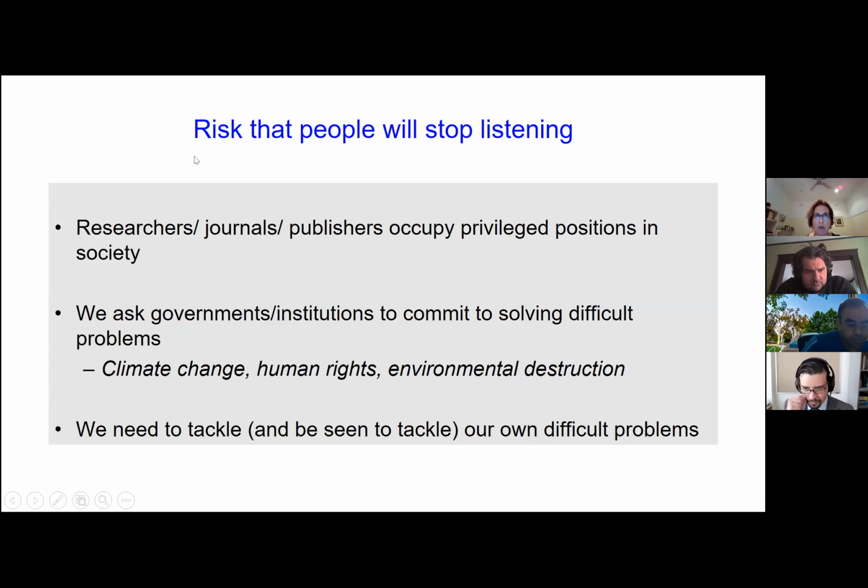A final word, I think I talked about risks in my previous talk, but perhaps the biggest risk really is that people eventually might stop listening to us. Researchers, journals and publishers, we all occupy very privileged positions in society. We ask governments and institutions to commit to solving difficult problems. I've given examples. Of course, climate change is probably the most important. And I think we need to tackle and, importantly, be seen to tackle our own difficult problems.